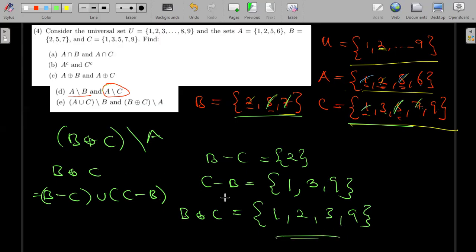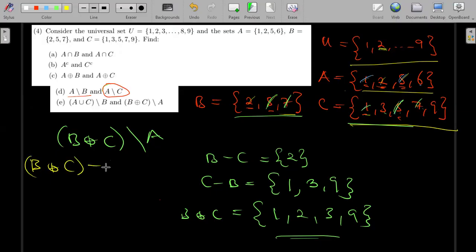So now this is the first part. Then now I finish the question here. To finish up, they're telling us do the set difference with A. So what I found here, the symmetric difference of B and C, then I remove my A. So this is my set, then I remove my A. So I'm going to have 1, 2, 3, and 9.